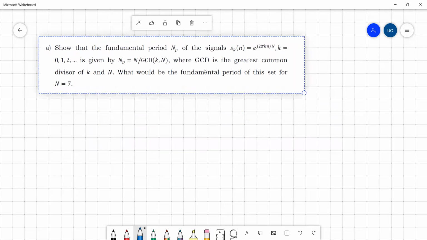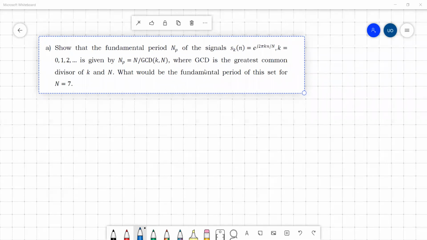So this is the question I referred for the next. Show that the fundamental period N_p of the signals s_k[n] equals e to the power j 2 pi k n divided by capital N, where k goes from 0, 1, 2 and so on, is given by N_p equals N divided by GCD of k and N, where GCD is the greatest common divisor of k and N. So how do you approach this question?